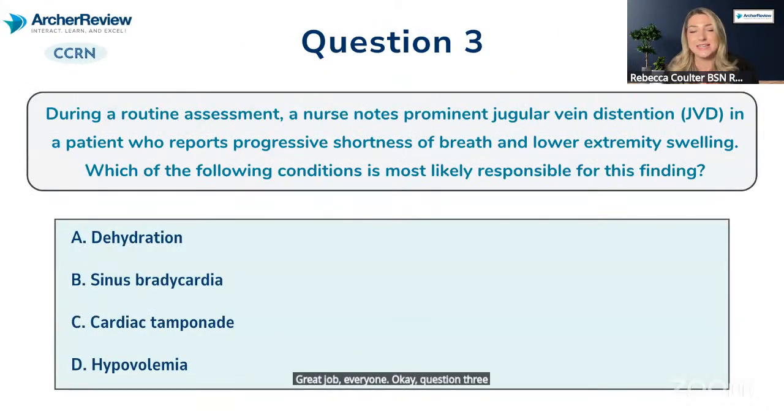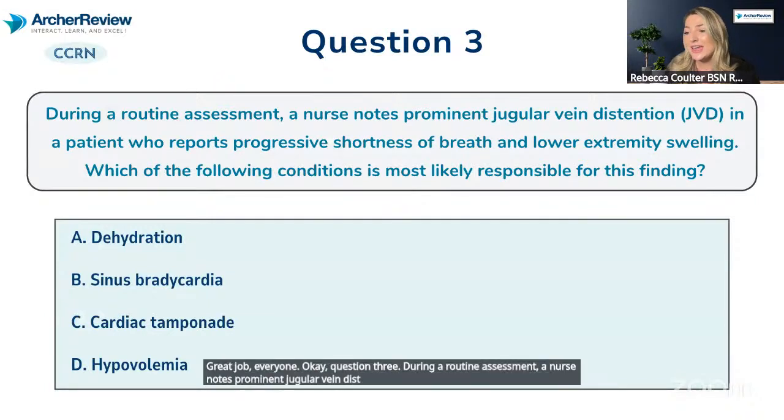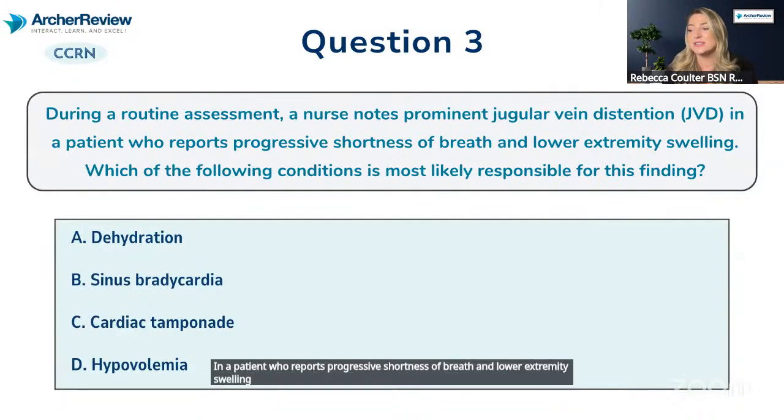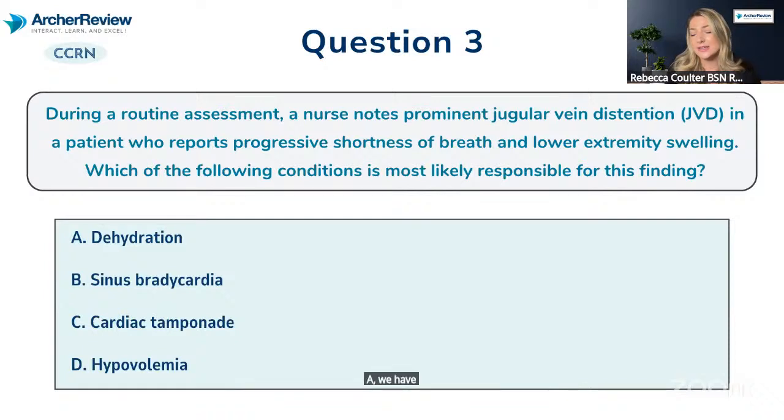During a routine assessment, a nurse notes prominent jugular vein distension, or JVD, in a patient who reports progressive shortness of breath and lower extremity swelling. Which of the following conditions is most likely responsible for this finding? A, we have dehydration. B, we have sinus bradycardia. C, cardiac tamponade. Or D, hypovolemia.